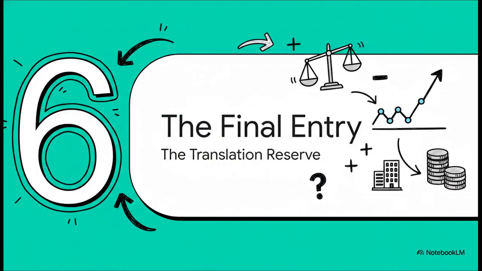Okay, so imagine we've done this for every single line item, using closing rates for assets and liabilities, the average rate for income and expenses, and historical rates for equity. What's the problem? Well, the translated balance sheet isn't going to balance. So how do we fix it?